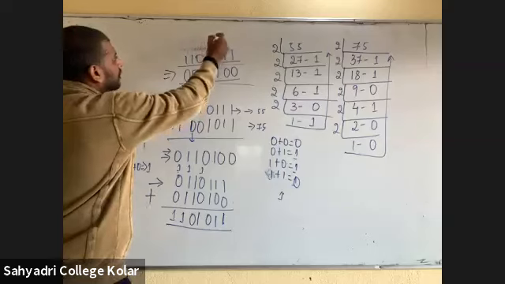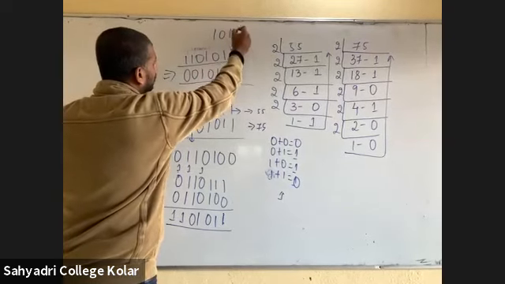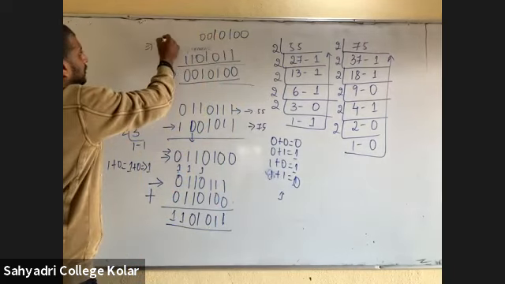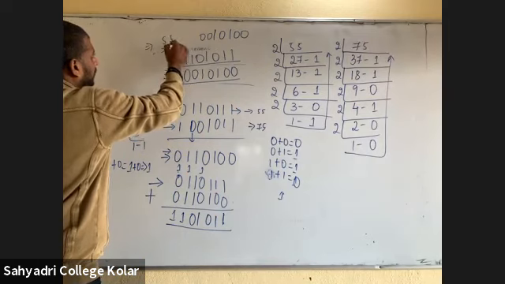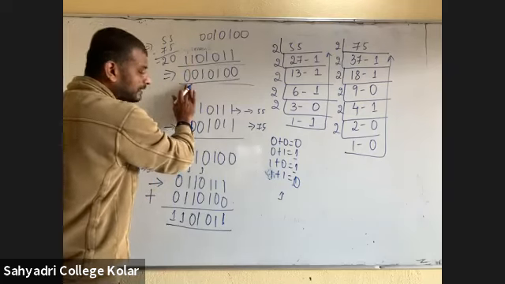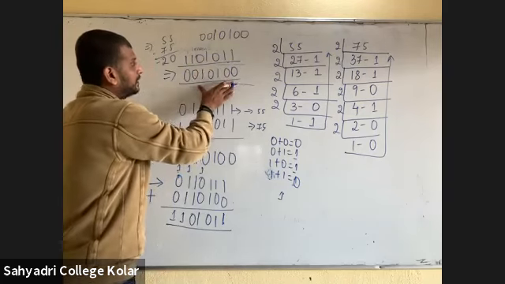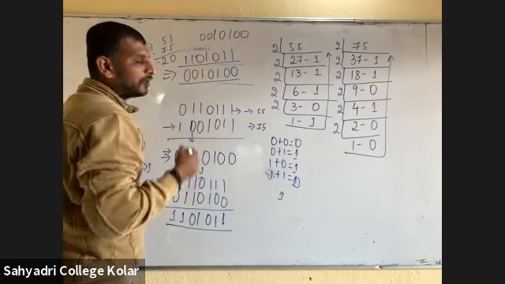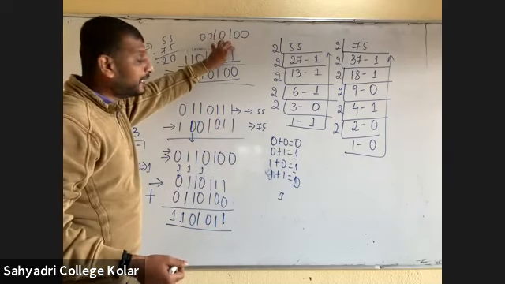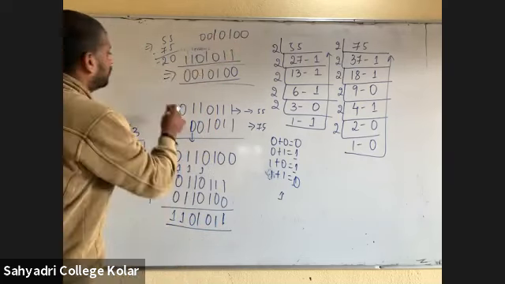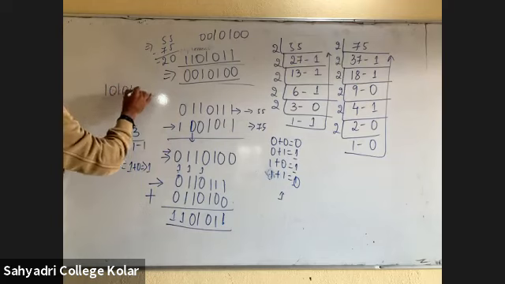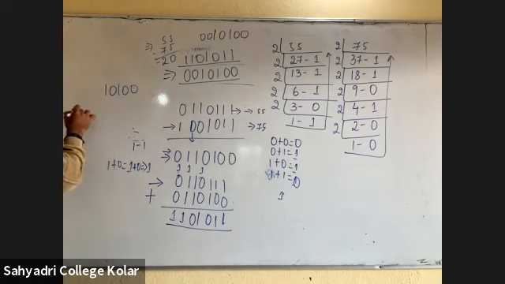Now, what is the number I have got? 1, 0, 1, 0, 0. What is the number I have taken? It is 55 minus 75. What is 55 minus 75? It is nothing but minus 20. Now, let us see whether I have got the right answer or not. To verify this, I need to convert this particular binary number into decimal form. What is the number I have got? 10100. So this is the number I have got.